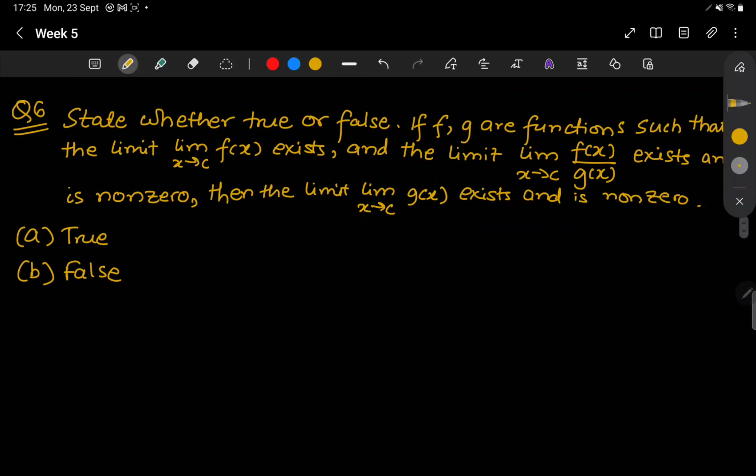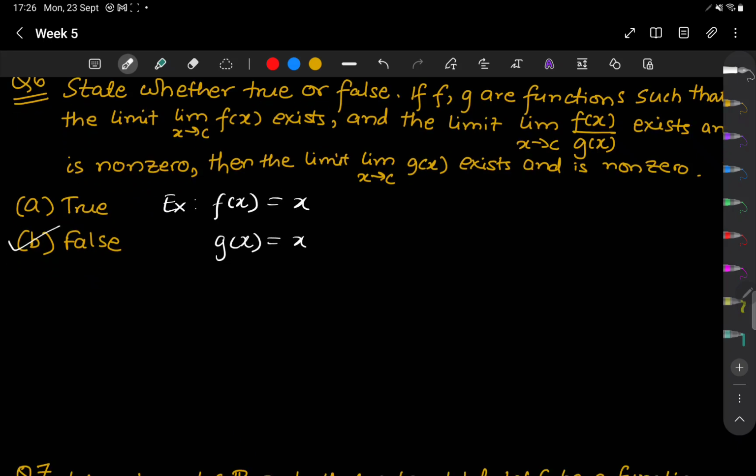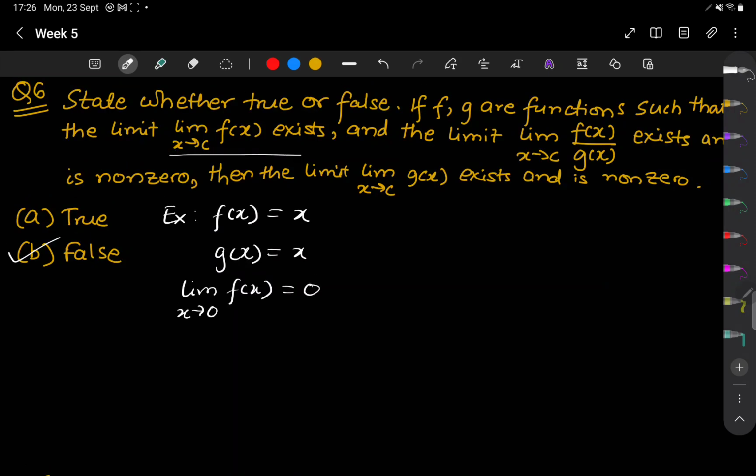Okay, so a similar type of question, and we will answer it in a similar fashion, by using an example. So the correct option is false, and we will see how. Let us look at the following example. f(x) equals x, and let g(x) also be equal to x. Now here we have limit as x tends to 0, so c is 0 once again. f(x) is 0, so the limit as x tends to c of f(x) exists.